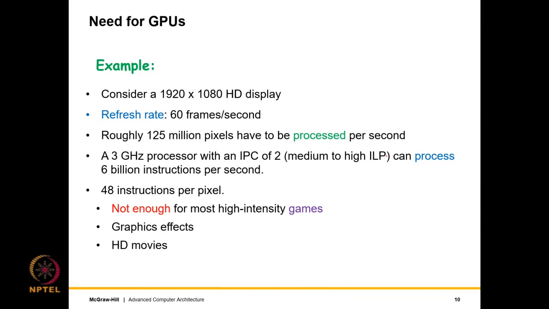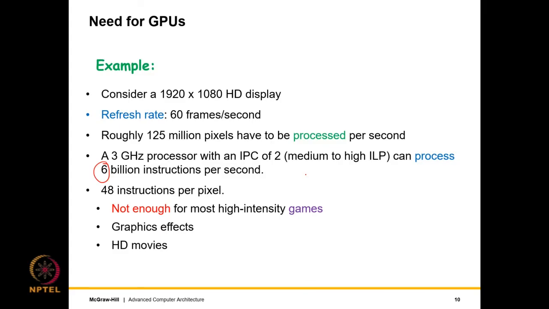If I consider a 3 GHz processor with an IPC of 2, which is medium to high, it will be able to process 6 billion instructions per second, roughly. Which basically means 48 instructions per pixel. Okay, so this is roughly what we will have to process. Even though 48 instructions per pixel sounds like a lot, actually it's not a lot if I look at the high intensity games that we have, all of the effects that we have, all the video that we watch.